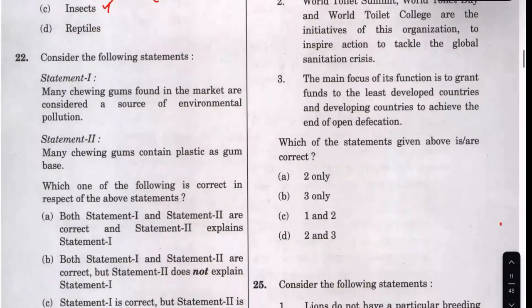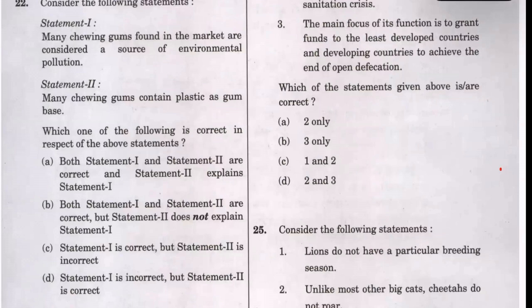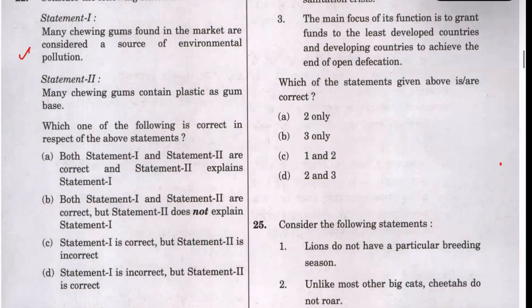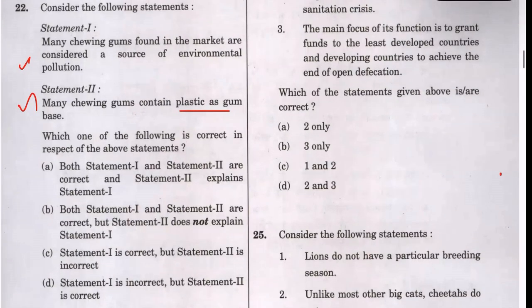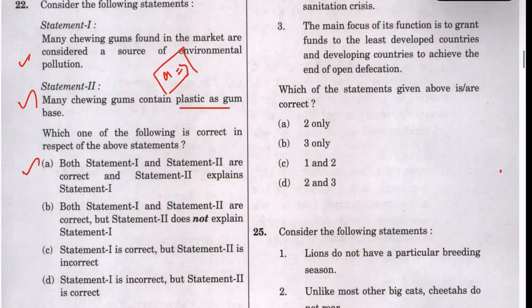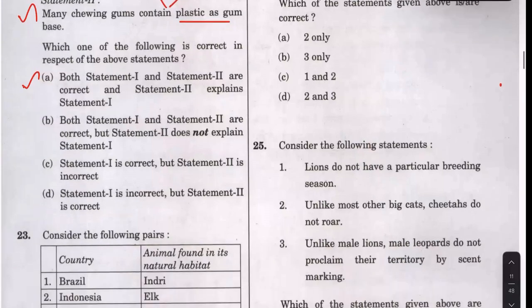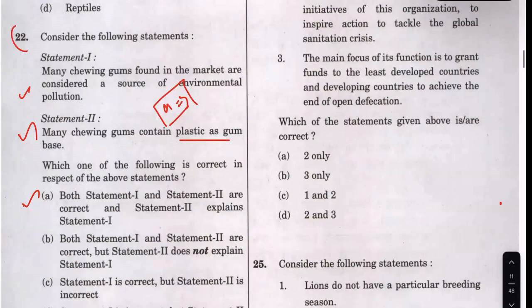Now see here, this question, statement 1: many chewing gums found in the market are considered environmental pollution. This is somewhat true. Many chewing gums contain plastic as gum. This was an issue when I was growing up. We were not allowed to eat chewing gum, because purposefully they had this bubble gum, a plastic thing. So I'm going to go for A. This is something that you should have taken.